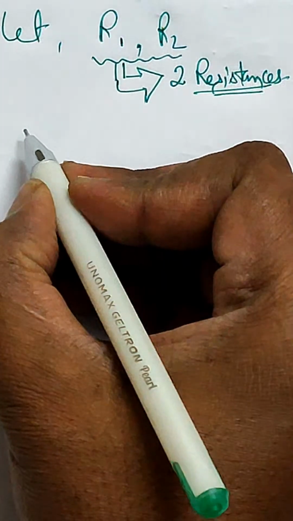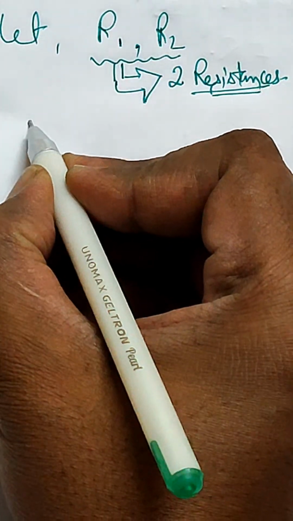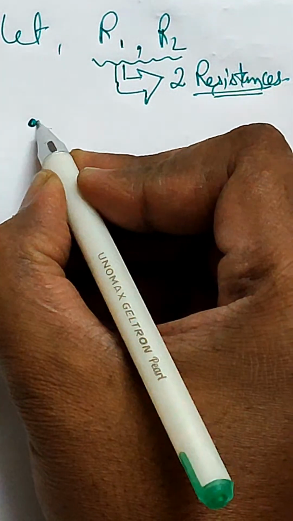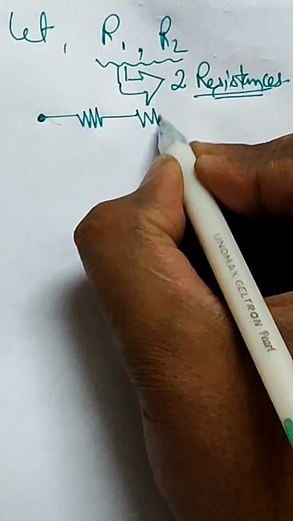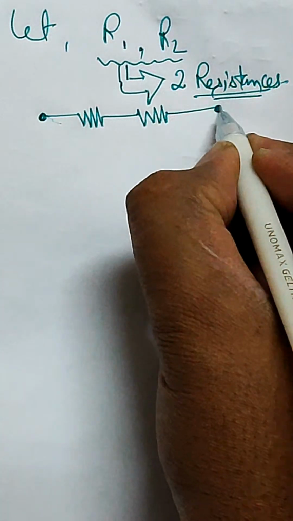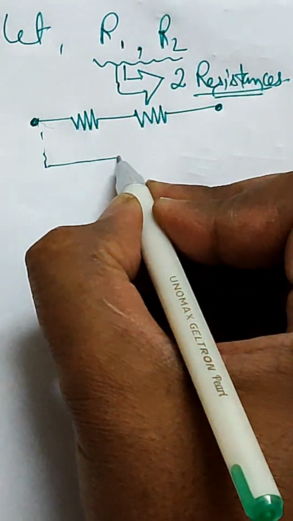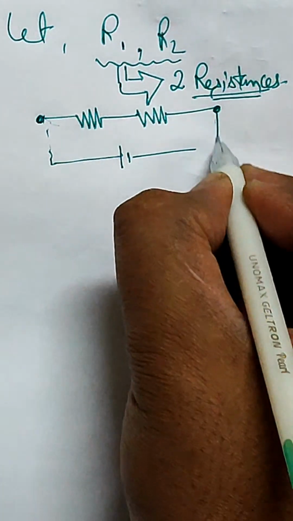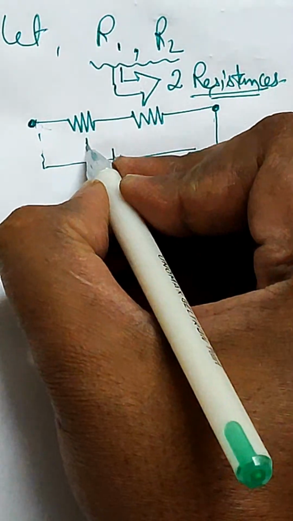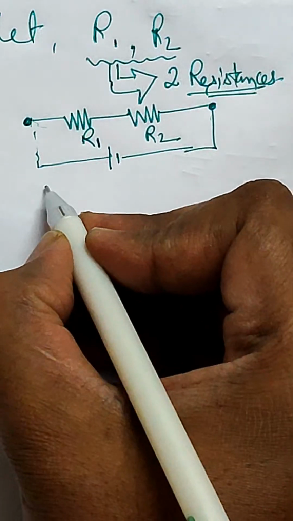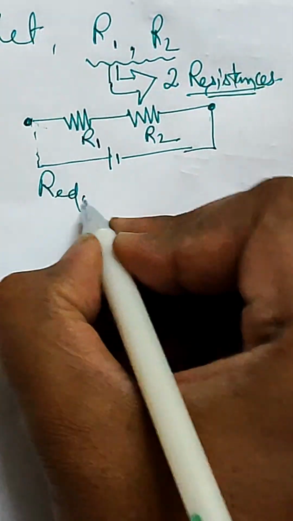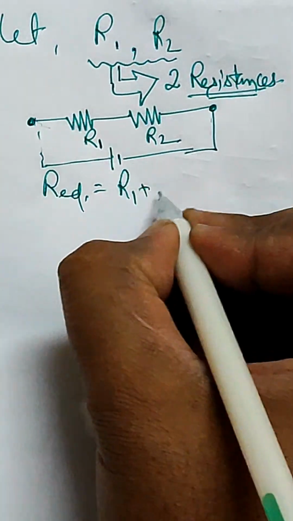When they are connected in series, that means for an electrical circuit, if two resistances R1 and R2 are connected in series, the connectivity will look like this. Here it can be a power source, a voltage, battery, whatever. So if this is R1 and this is R2, then the equivalent resistance, R equivalent, can be written as R1 plus R2.